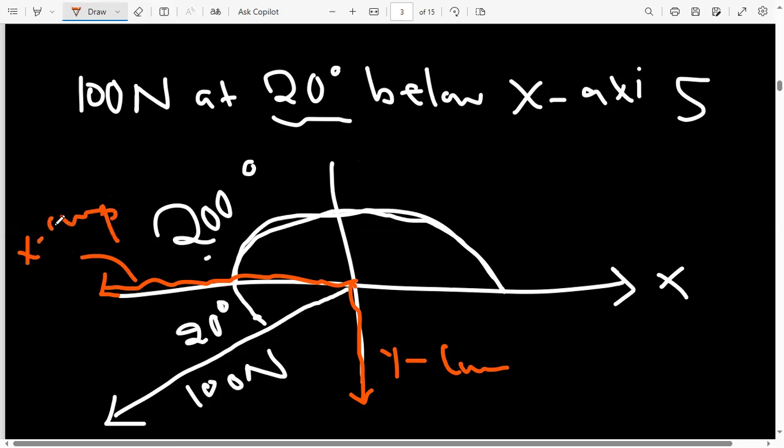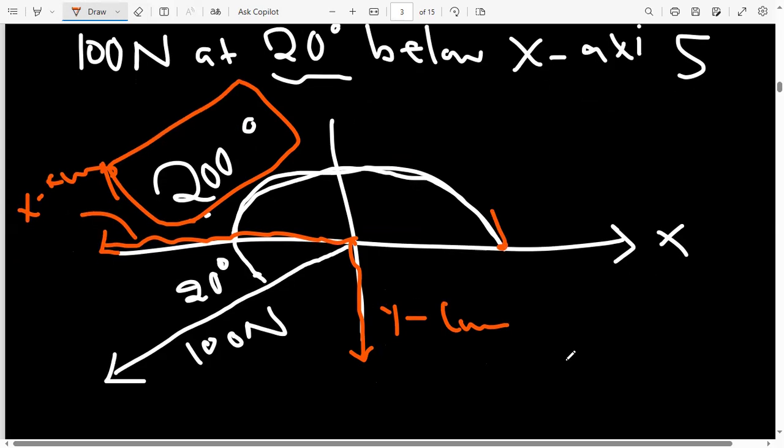Okay, so how are we going to find this x component and the y component? We always use the angle from the positive x-axis. Don't use this 20. Use the angle that you get from the positive x-axis all the way up to here. That's the angle that we are going to use, okay?